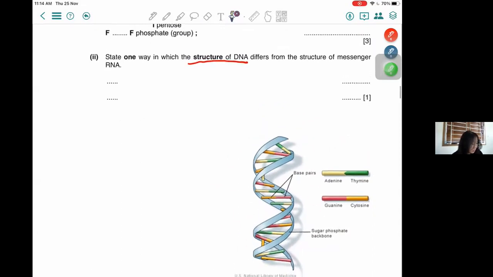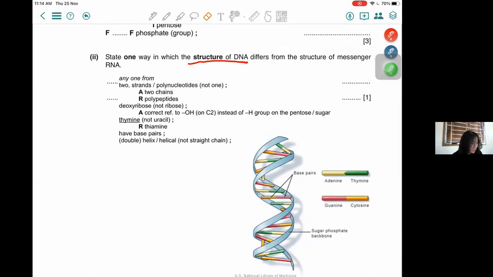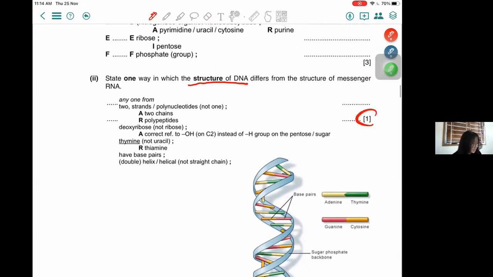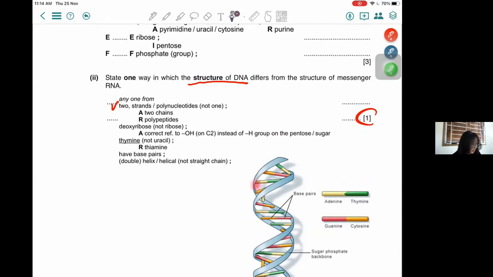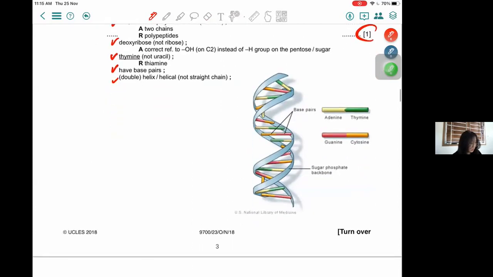So for the mark scheme of this question, this is just a 1 mark question, so just pick any one from the options below. It is 2 strands of polynucleotides, not one, because you can see here it is made up of 2 strands, and it is deoxyribose, not ribose, because now you are stating the structure of DNA. And thymine, uracil is for RNA, and they have base pairs, or the structure is a double helix. So next question.